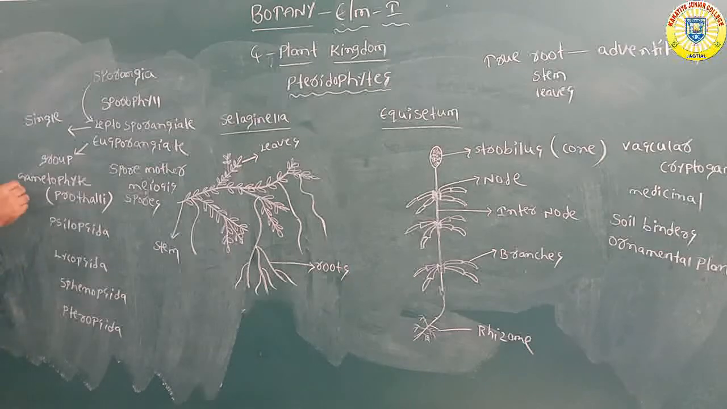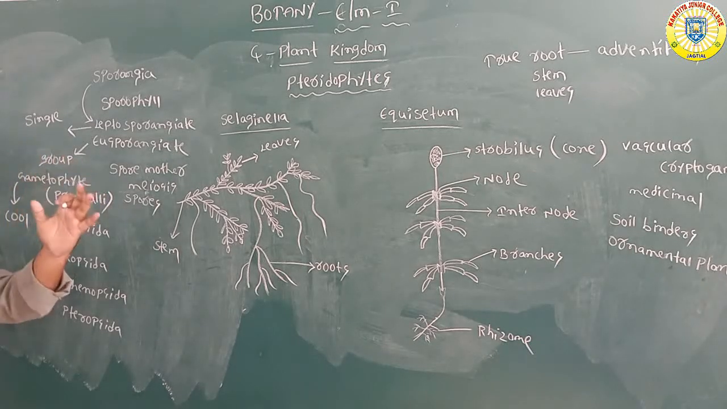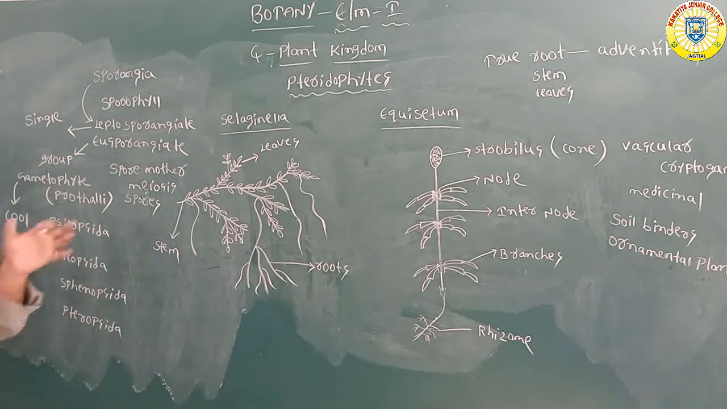For germination and development of the gametophyte, we need cool, damp conditions, and water for fertilization. Because of these restrictions, there should be cool and moist conditions, and water is also necessary. So these plants are distributed only in some narrow areas.